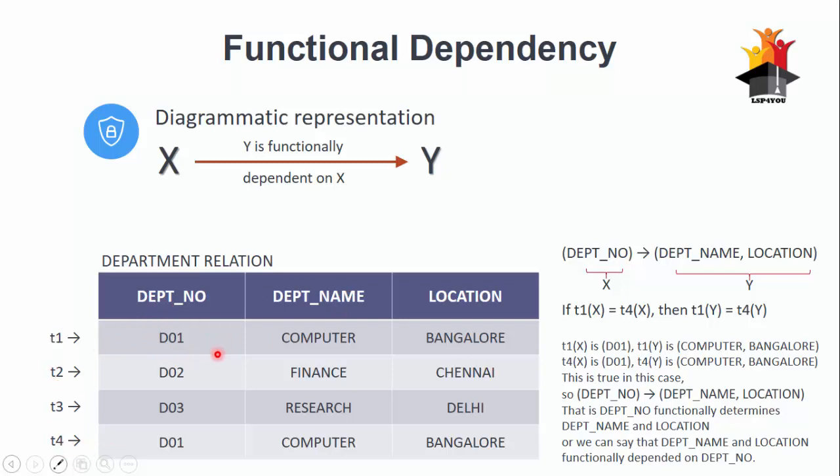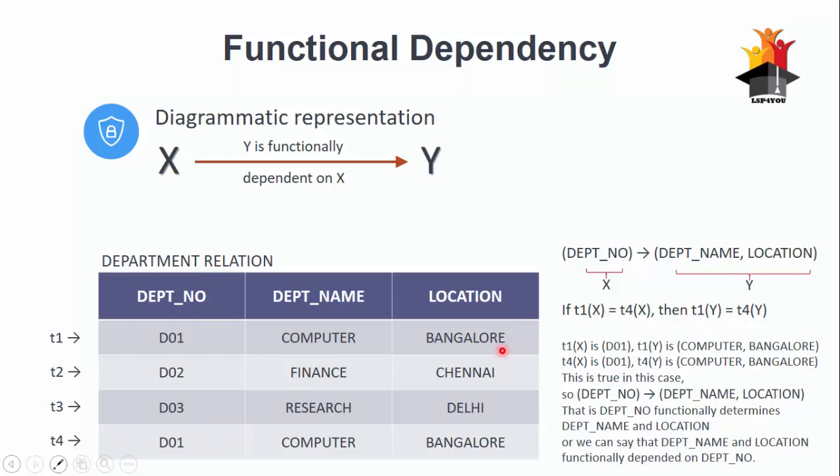T1, D01, Computer, Bangalore; T2, D02, Finance, Chennai; T3, D03, Research, Delhi; and the fourth tuple is again D01, Computer, Bangalore. Let the department number be X, and department name and location be Y. So department number implies or determines department name and location. If T1 of X is D01, T4 of X is also D01. If this is true, then this must be true.